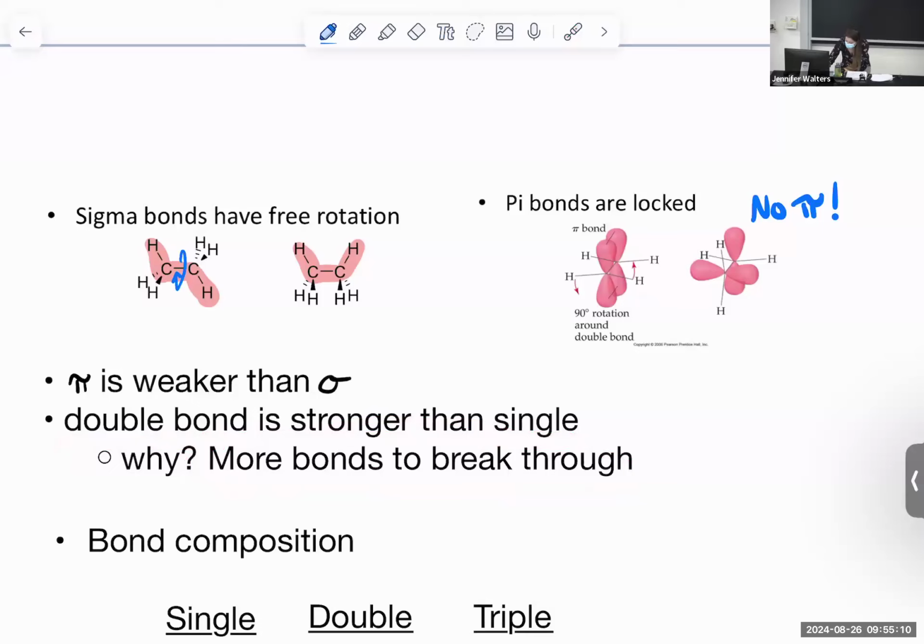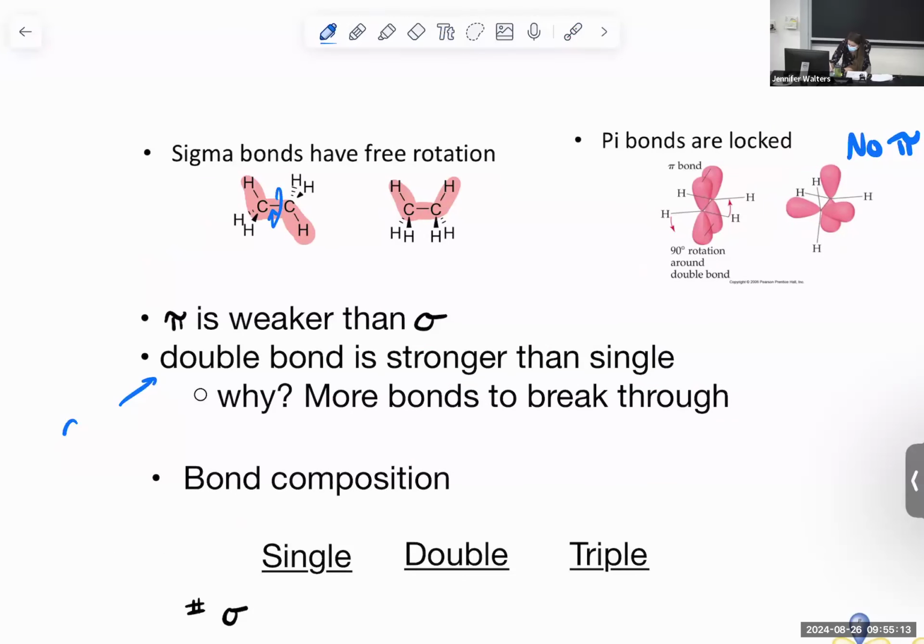So the double bond is your sigma plus pi, and your single is just sigma. If you think about it as, all right, my sigma is 5, but my pi is 1, well, 5 plus 1 is 6. That is still greater than 5, right? So adding anything to that sigma is going to make the whole bond stronger. It is harder to break through both a sigma and a pi, but that pi bond itself is still weaker comparatively. That's why we react with it first.